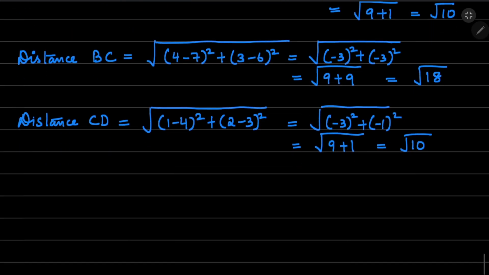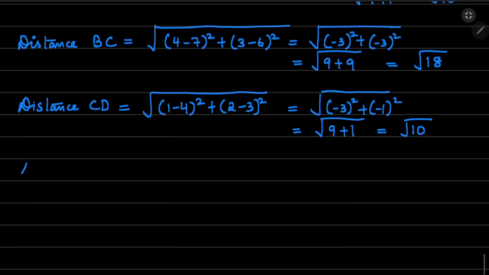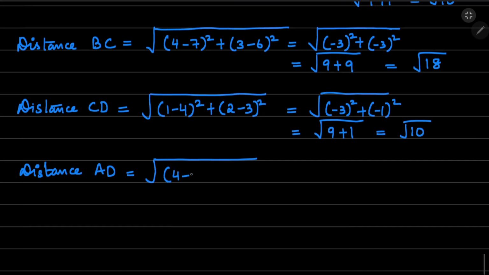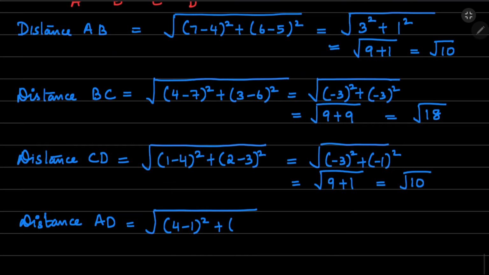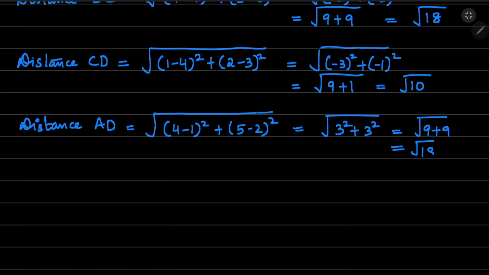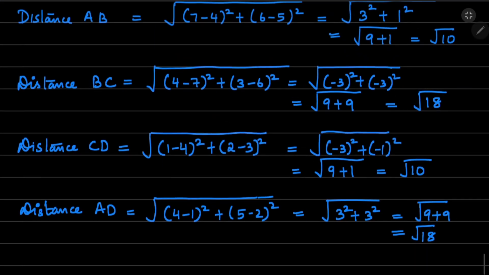Now let's calculate the distance A to D. The distance A to D will be equal to root of, what is A to D? (4 minus 1) the whole square plus (5 minus 2) the whole square. So this is equal to root of 3 square plus 3 square, which is equal to root of 9 plus 9, that is root of 18. Right, now we have got all the 4.